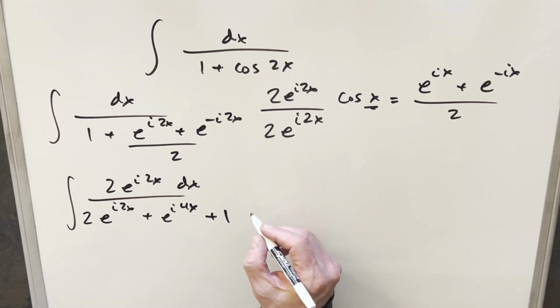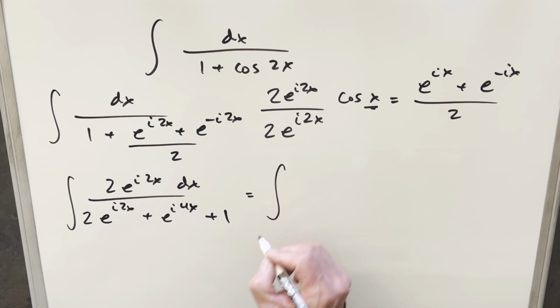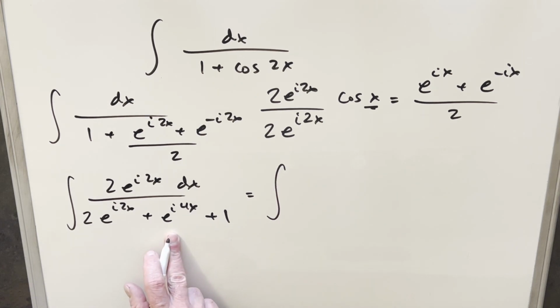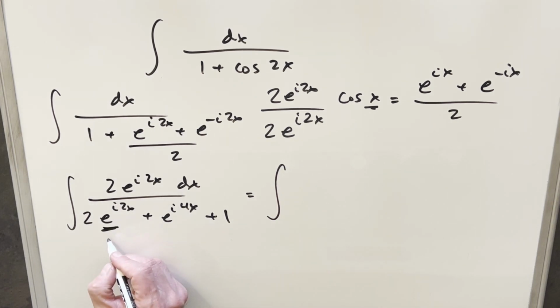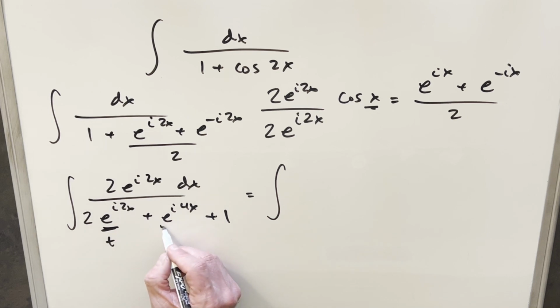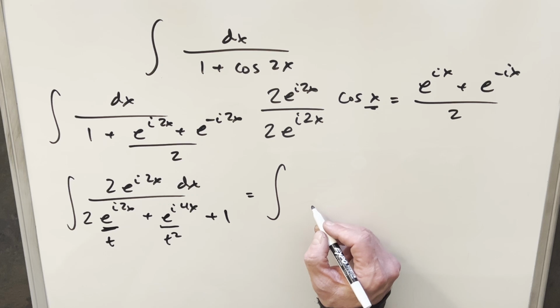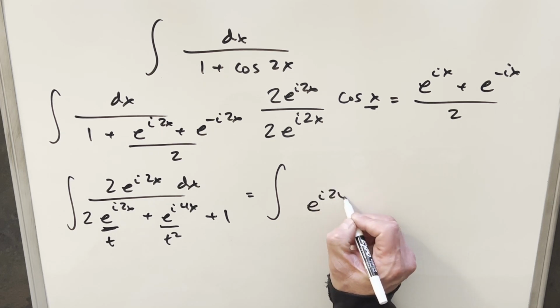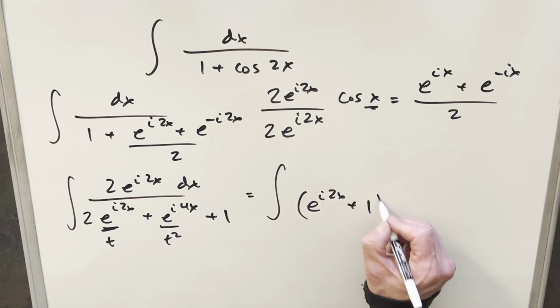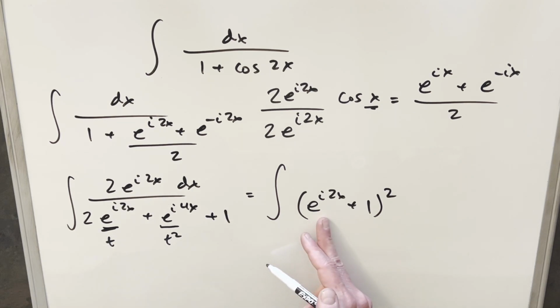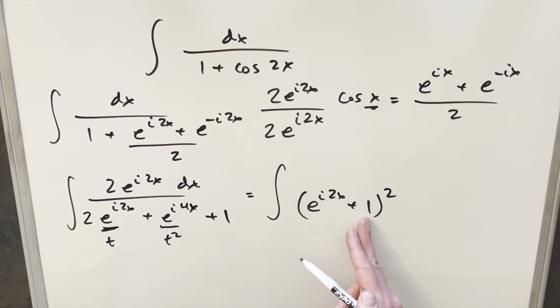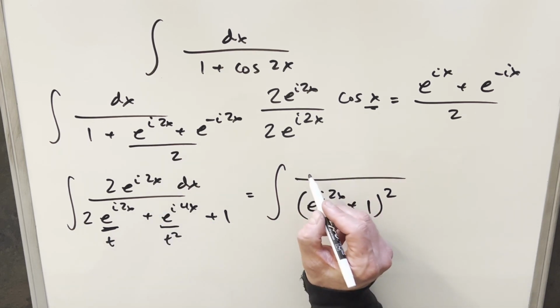Now what I'm trying to do is set up a u substitution, but I need to do a little factoring first. If we call this term t, for example, then this is t squared. So I can factor this like (e^(i2x) plus 1) all squared. Notice when we square this term, we get e^(i4x). The middle term we get e^(i2x) times 2, and the last term is just 1. And then we'll copy over this numerator.